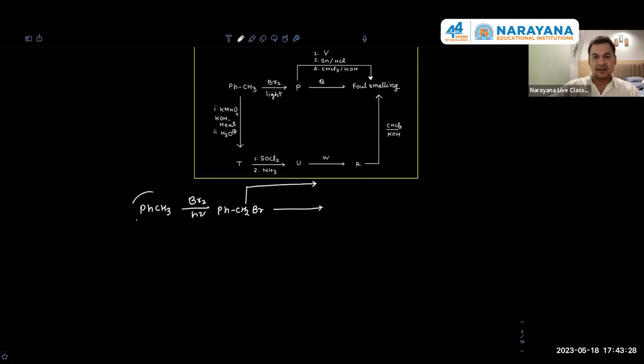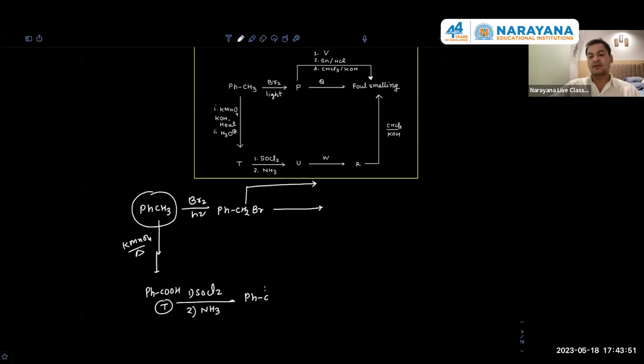After that, this PhCH3 when reacted with KMnO4 and heat and all, then acidic workup, obviously we will get PhCOOH. That compound is T. When we do SOCl2, first we will get PhCOCl. PhCOCl when reacted with ammonia, we will get PhCONH2. Should I explain this also? SOCl2 replaces OH and Cl will come. Ammonia will attack, remove Cl, and we get this amide.